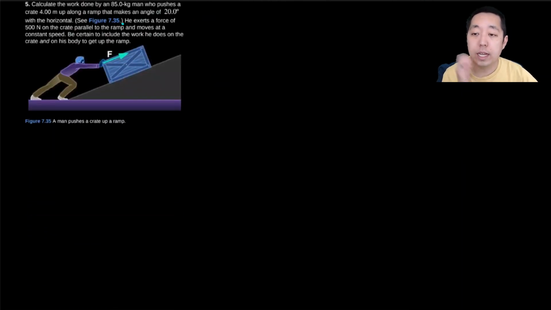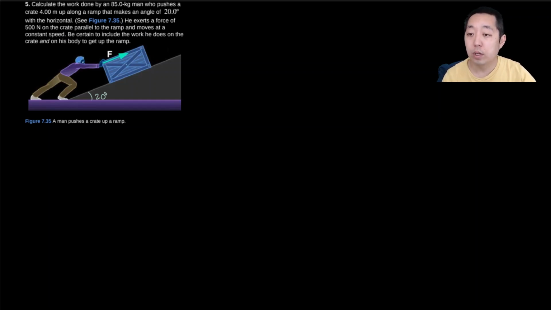Calculate the work done by an 85 kilogram man who pushes a crate 4 meters up along a ramp that makes an angle of 20 degrees with the horizontal. He exerts a force of 500 newtons in this direction, call this F, on the crate, parallel to the ramp, and it moves at a constant speed. Be certain to include the work he does on the crate and on his body to get up the ramp.